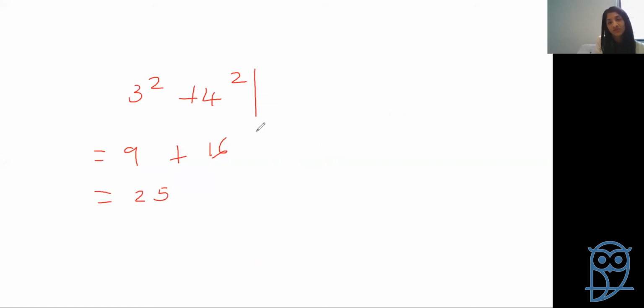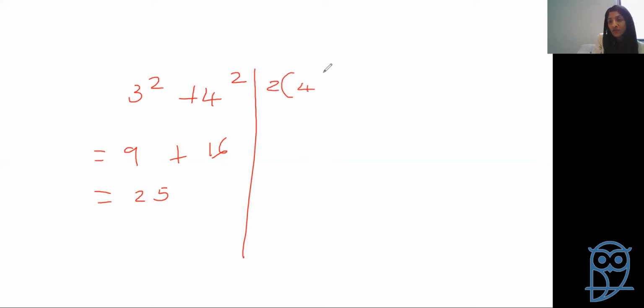Okay, so 3 to the power 2 plus 4 to the power 2. Okay, guys, according to BODMAS, we first solve brackets and then we solve indices. There's no brackets, so we go straight to the indices. 3 times 3 is equal to 9, plus 4 times 4 is 16. Your answer, therefore, will be 25.